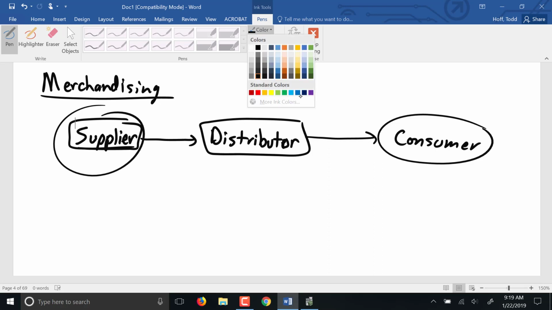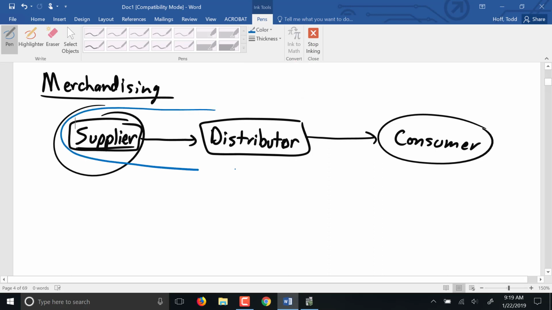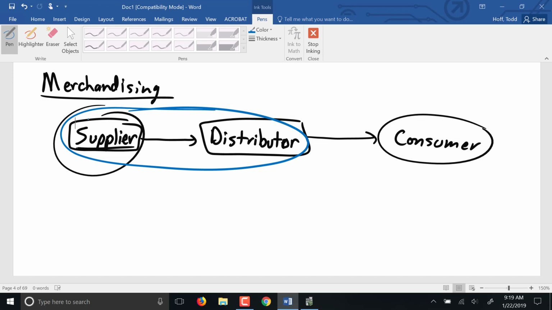So our first little section here, we're going to focus on the link between supplier and distributor. So we're going to have a few videos on that. So those are going to come up. We're going to talk about trade discounts, invoices and discount periods, credit periods and freight. And we're going to talk then about invoice modifiers and partial payments.